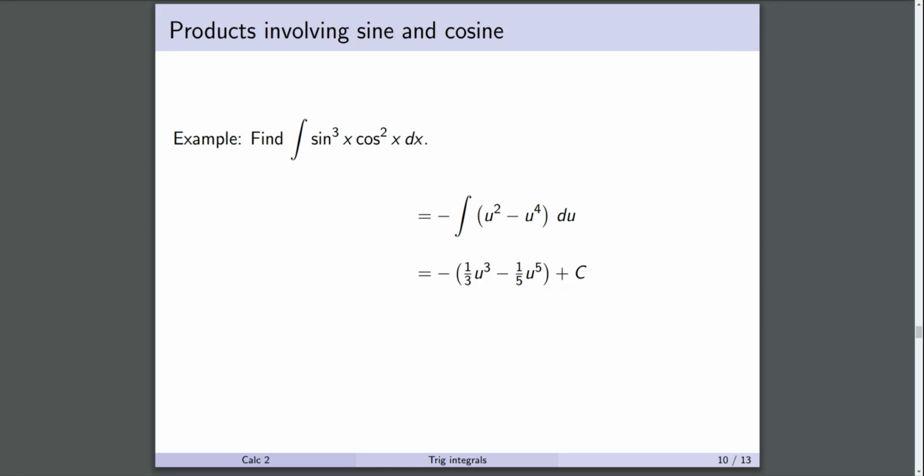So we defined u to be cosine x, and that gives me the following expression. Just make sure that you watch your minus signs. We have a minus sign in front of the parentheses that we have to distribute. So that's the way we integrate products involving sine and cosine if we have at least one odd power.